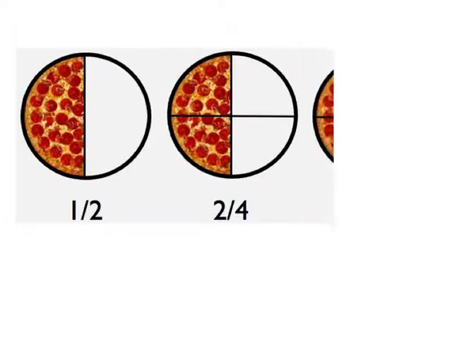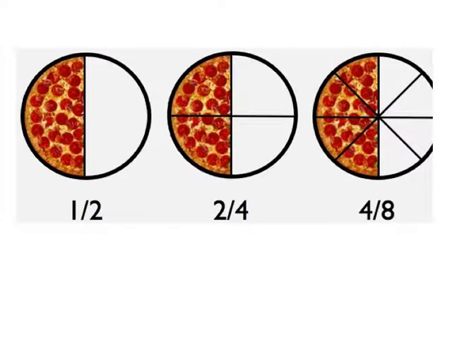Let's look at one more example here. This pizza was originally cut into 8 equal pieces, and we have 1, 2, 3, 4 of them left. But being the smart people you are, you realize that, hey, 4/8 is the same as 2/4, which is the same as 1/2. All 3 of these pizzas show the exact same amount, even though in each one there are a different number of pieces.